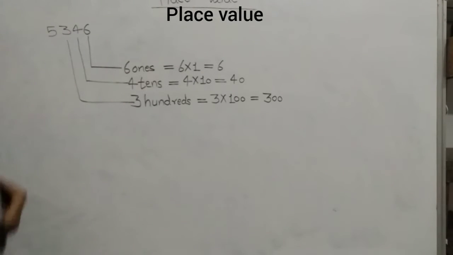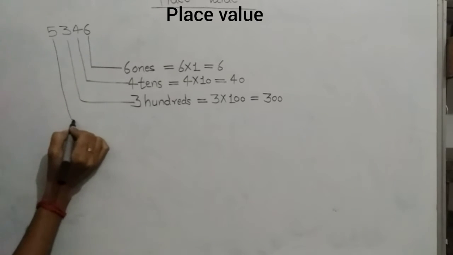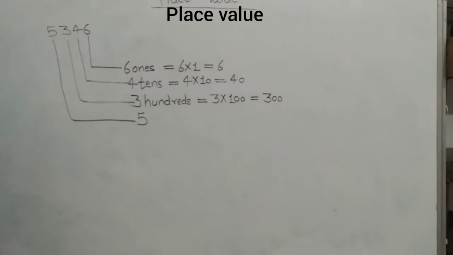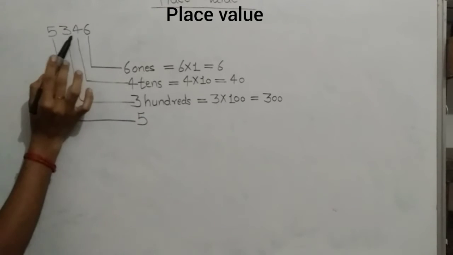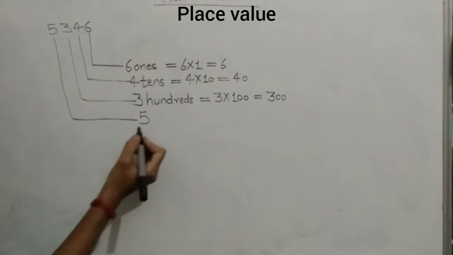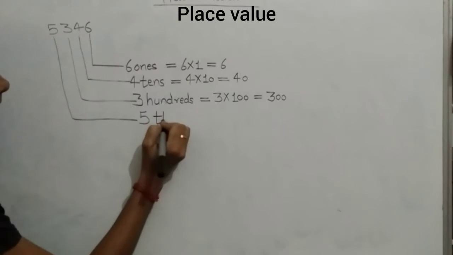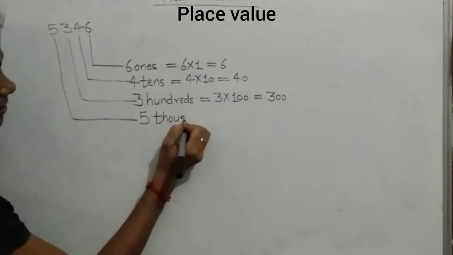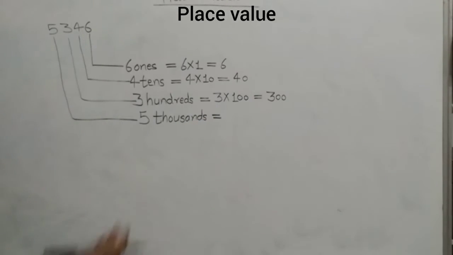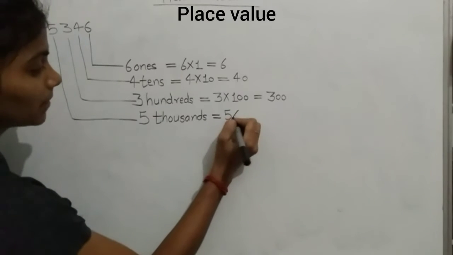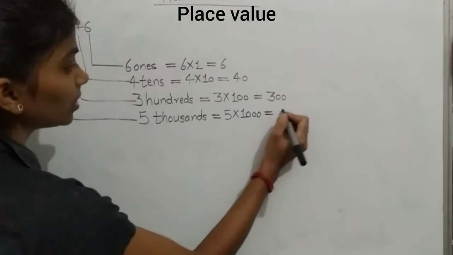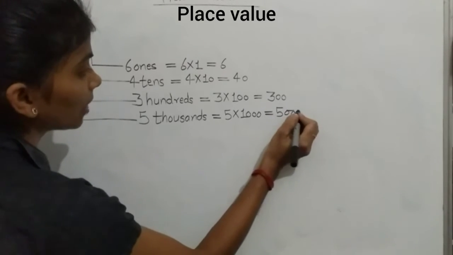Now we have the digit 5 and 5 is at 1000 place. Ones, tens, 100, 1000. So we write 5,000 and it can be written as 5 multiplied by 1000. This is equal to 5,000.